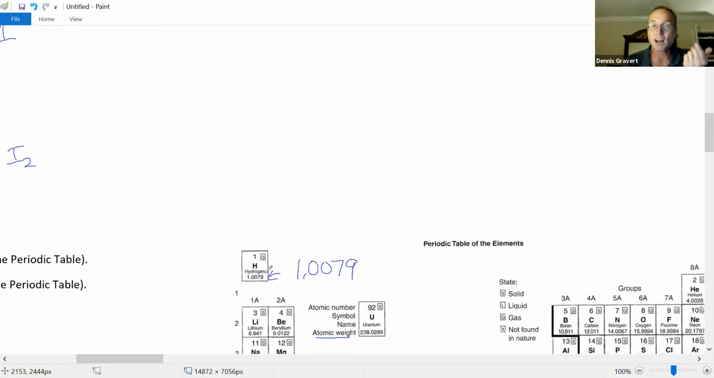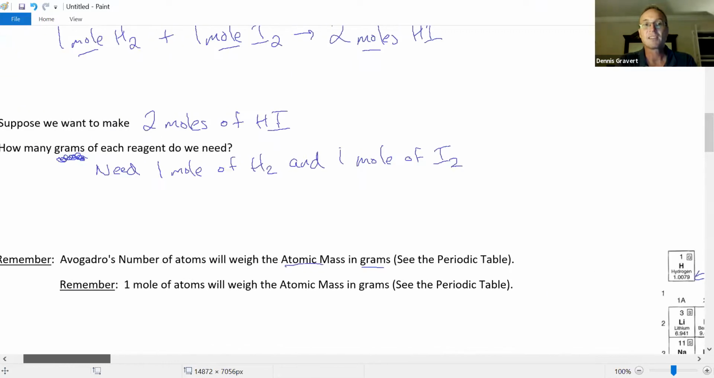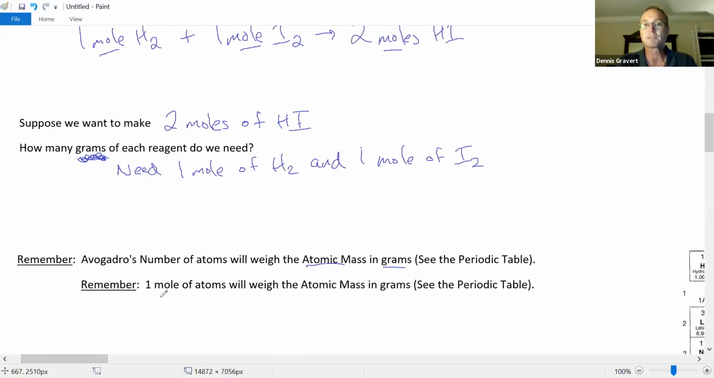But if you have Avogadro's number of hydrogen atoms, then they will weigh 1.0079 grams. That's why Avogadro's number is special and very useful. And if you say Avogadro's number, it's the same as saying 1 mole, right? They're synonymous. 1 dozen equals 12. 1 mole equals 6.022 times 10 to the 23rd.